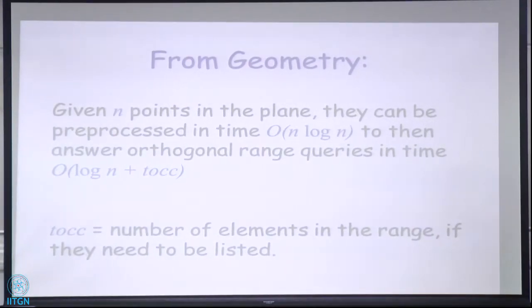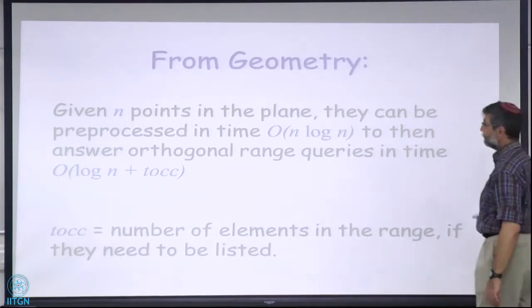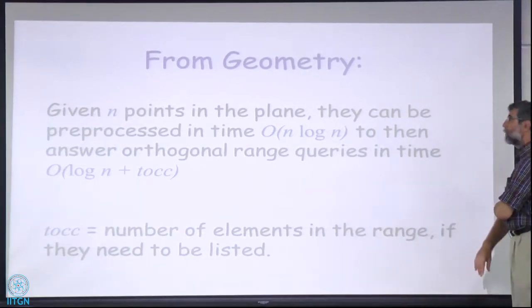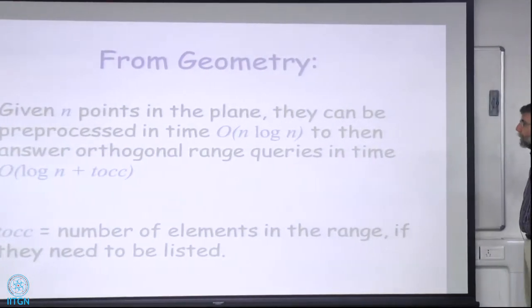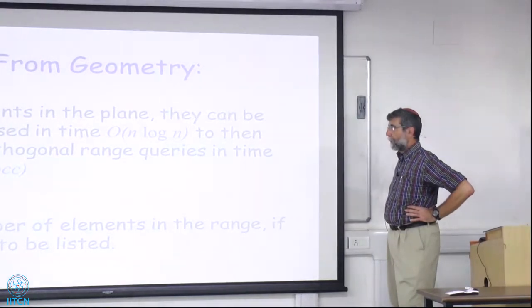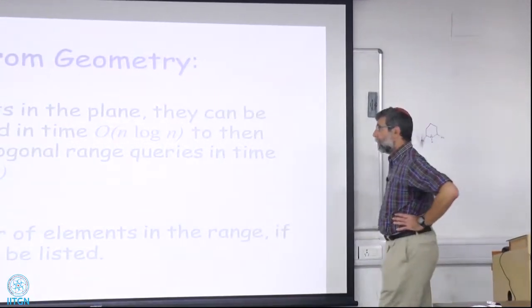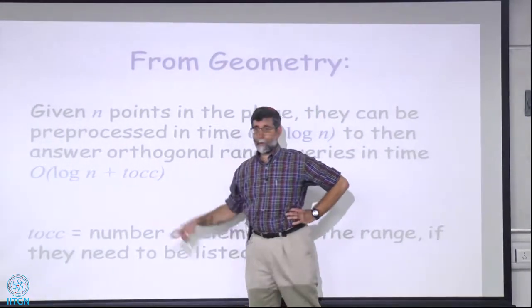So if they can do things faster, this is going to make this algorithm faster. But at the time, this is what they could do: given endpoints in the plane, they can pre-process them in time O(n log n), and then they can answer the orthogonal range queries in time O(log n + t_occ).